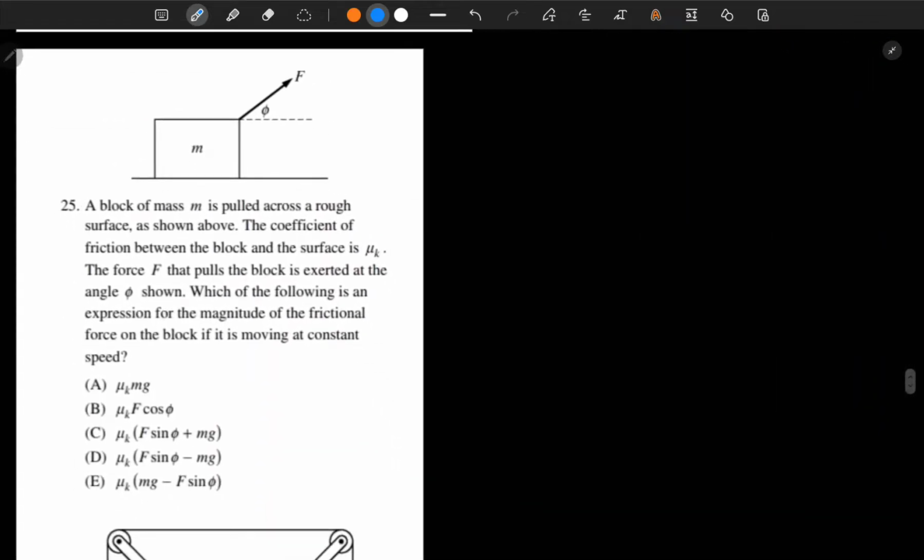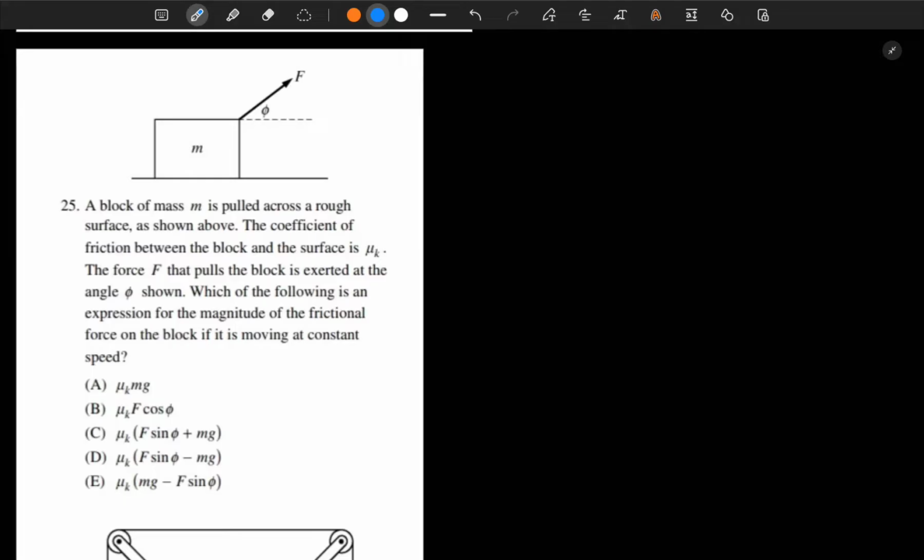Next, a block of mass m is pulled across a rough surface as shown above. The coefficient of friction between the block and the surface is mu k. The force F that pulls the block is exerted at the angle phi shown. Which of the following is an expression for the magnitude of the frictional force on the block if it is moving at constant speed?